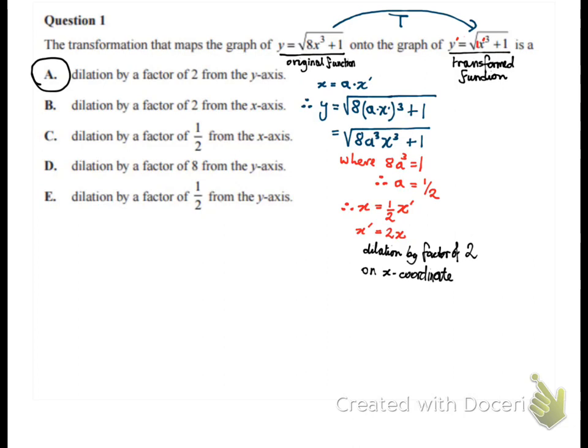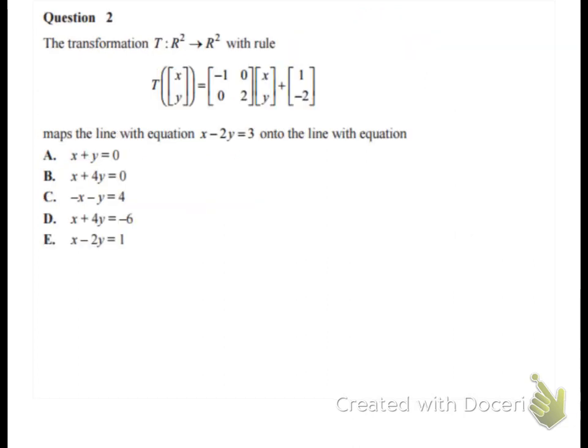Okay, so the point here is rearranging the transformation equation so we can express the transformed coordinate as a rule of the original x coordinate, and the operations then can be the same as the transformations that we can describe. Let's look at the next question.